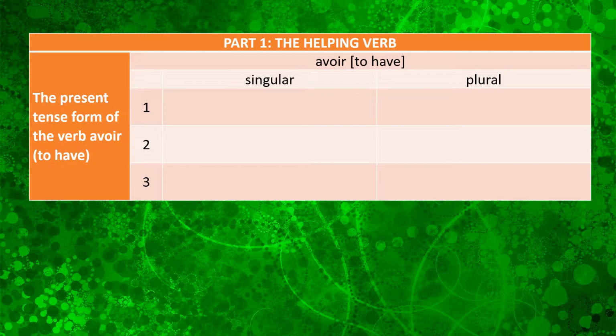So we're going to now look at the helping verb, the verb avoir, to have. To do the passé composé, you need to know the present tense of avoir. So let's review that now. The first person singular form of avoir is j'ai, or I have.